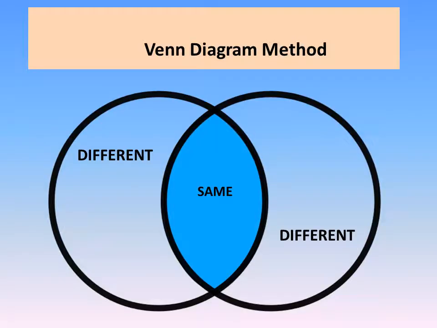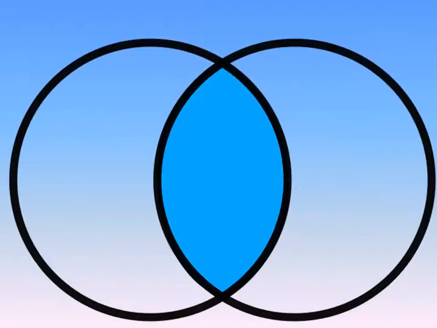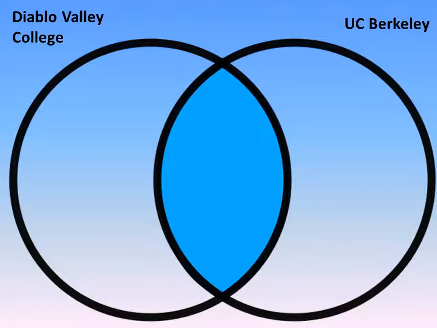Some people prefer a method that is more visually graphic. Here we have a Venn diagram. This shows two circles where we would have two objects that we are comparing and contrasting. What is different is on the outside, and what is the same is where the two circles meet. Now we'll use the Venn diagram to compare the two colleges, Diablo Valley College and UC Berkeley. Diablo Valley College has low tuition, but UC Berkeley has expensive tuition.